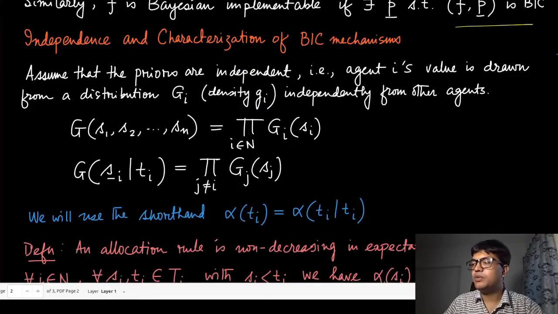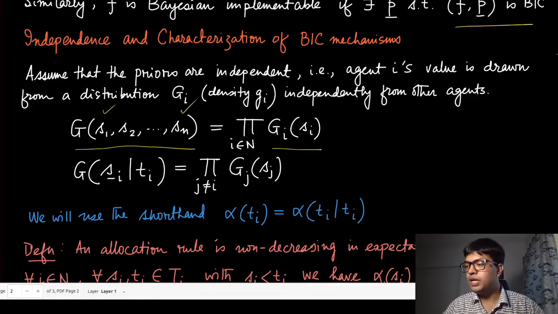In this setup, we are going to assume the independence of the distribution over these types, and then we are going to do the characterization of BIC mechanisms, very similar to what we have done for the DSIC mechanisms, and we'll see a very similar result, which is also due to Myerson, but now for the BIC mechanisms. So what we are going to assume is that the joint distribution of all the types of the agents is decomposable in a product form, which is essentially just saying that all these types are generated independently from each other.